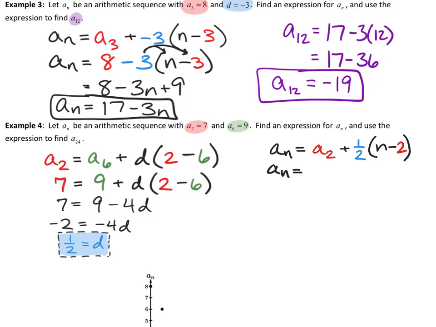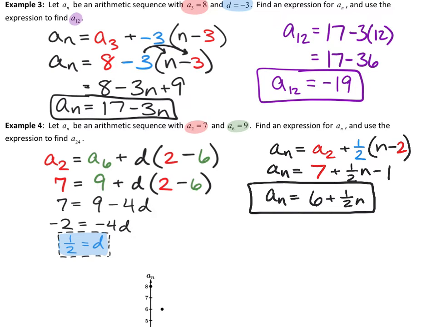A sub n would be equal to 7 plus, I'm going to go ahead and do 2 things at once, 1/2 n minus 1. We combine our like terms, which is the constants in the front. This would be 6 plus 1/2 n. That is the equation for a sub n that it was asking for.